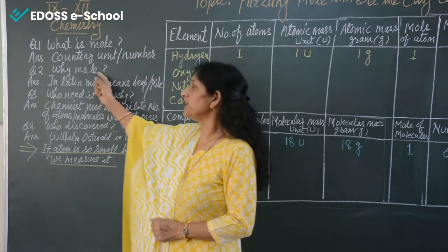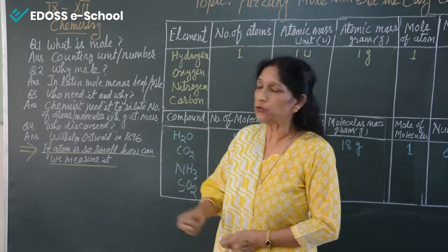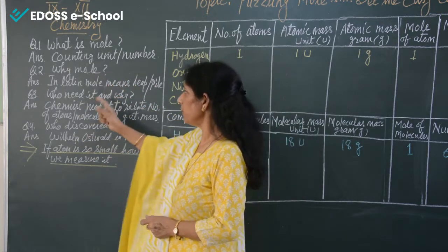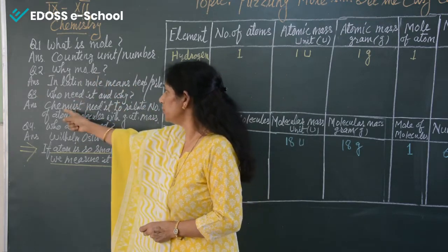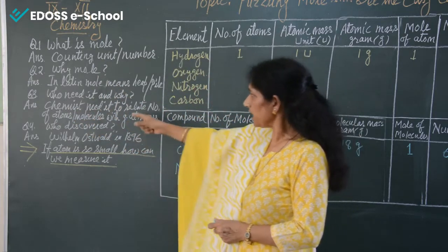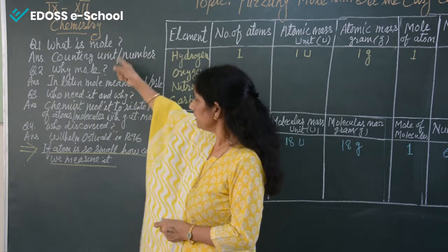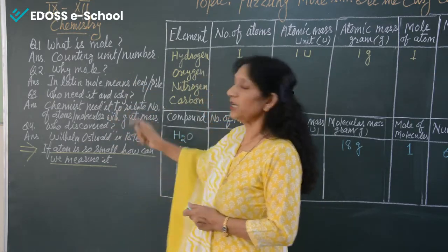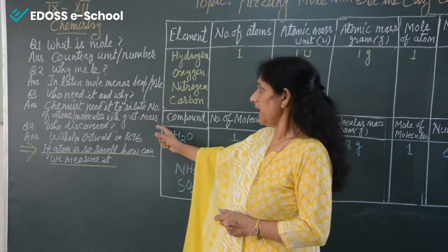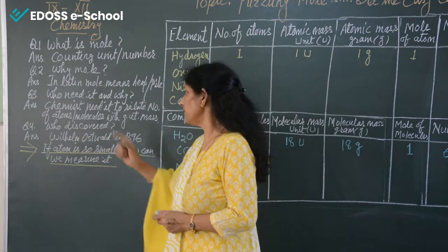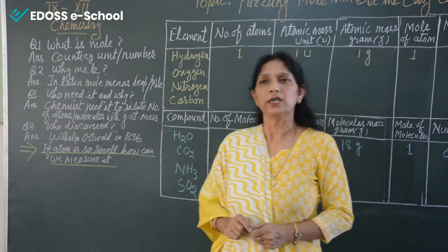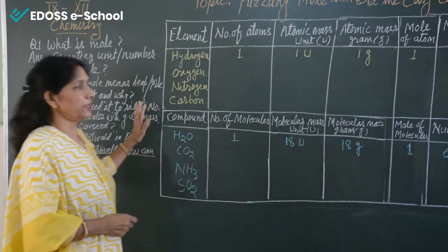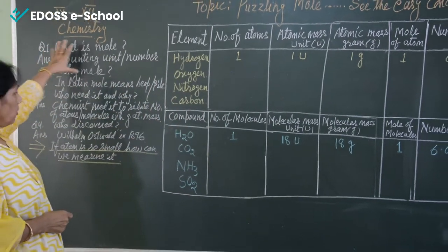Now, why is it needed? This mole is used by chemists. Why do chemists need it? They want to relate the number of atoms, number of molecules, number of electrons, anything, with their gram atomic mass. And who discovered it? This was Wilhelm Ostwald in 1896. He discovered it.